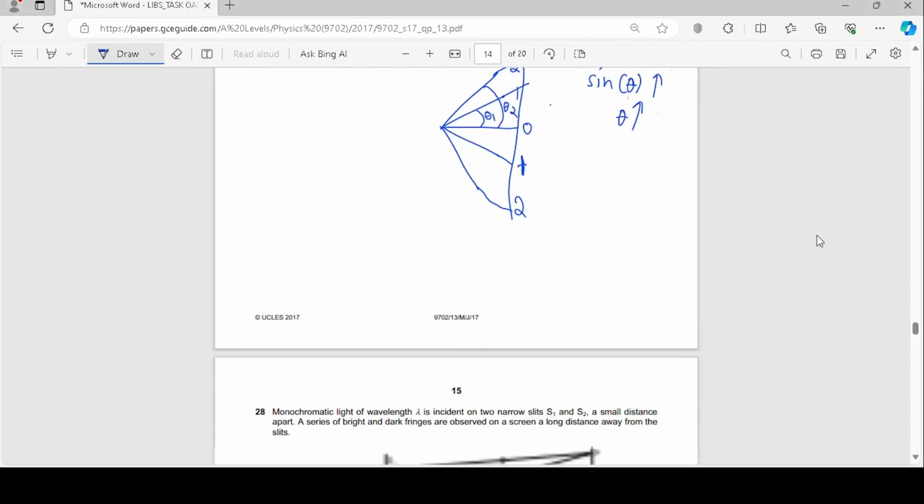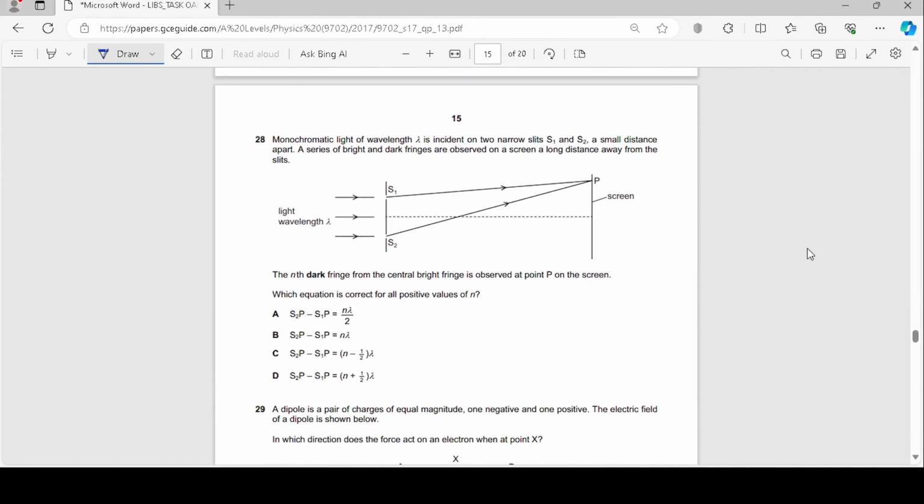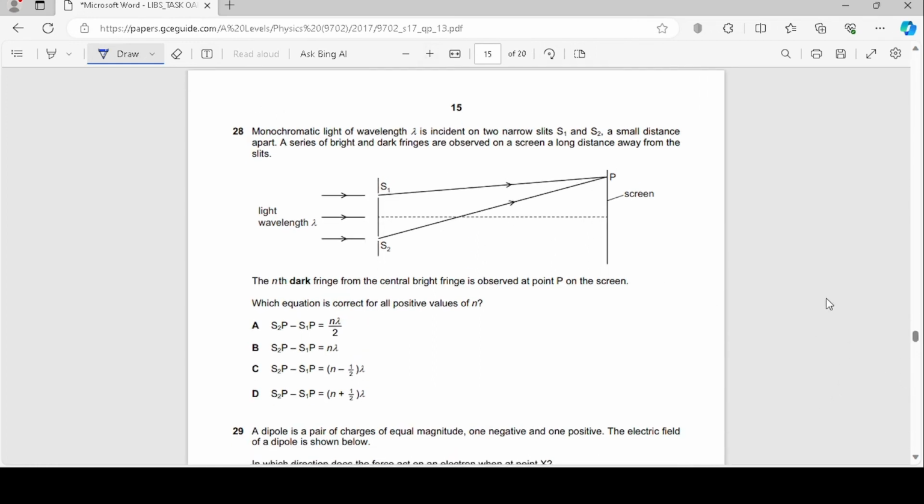Okay, the next question. Monochromatic light of wavelength lambda is incident on two slits, S1 and S2, a small distance apart. A series of bright and dark fringes are observed on a screen a long distance away from the slits. The nth dark fringe from the central bright fringe is observed at point P on the screen. So which equation is correct for all positive values of n?